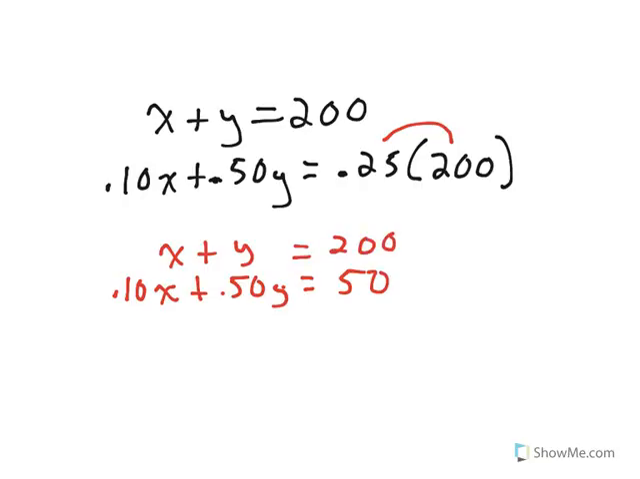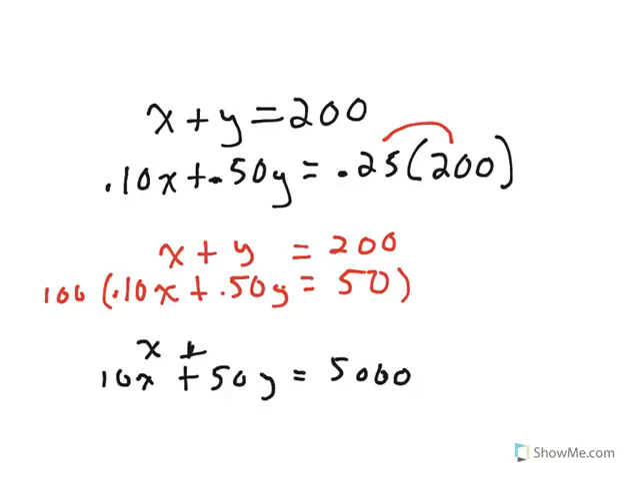Now here, if you don't like working with the decimals, we could multiply this entire equation by 100, and that will get rid of the decimals, but make sure you multiply all three terms, both sides of the equal sign. And that will give us 10x plus 50y equals 5,000. Again, the first equation did not change. Now we can add these together.